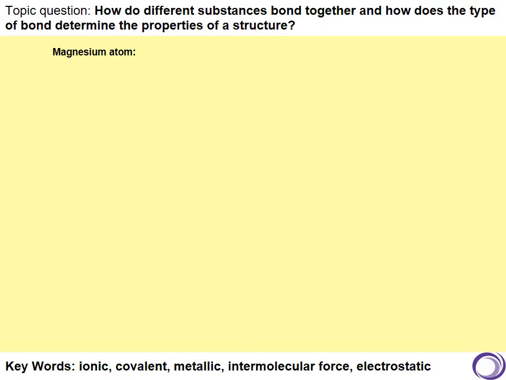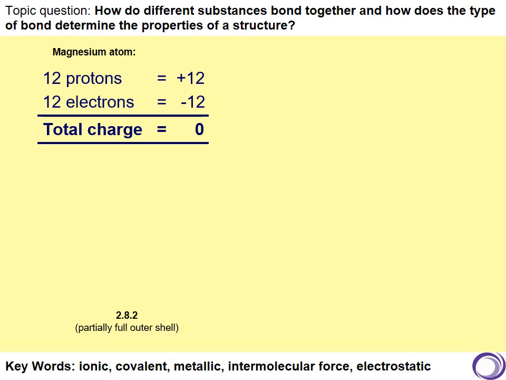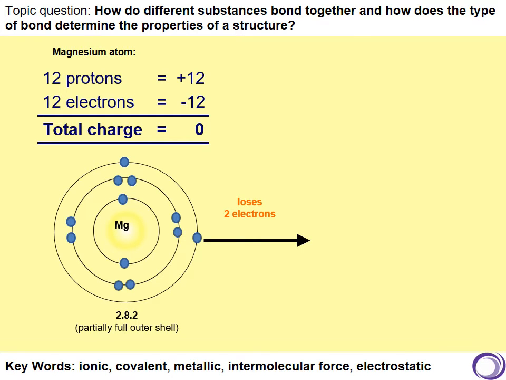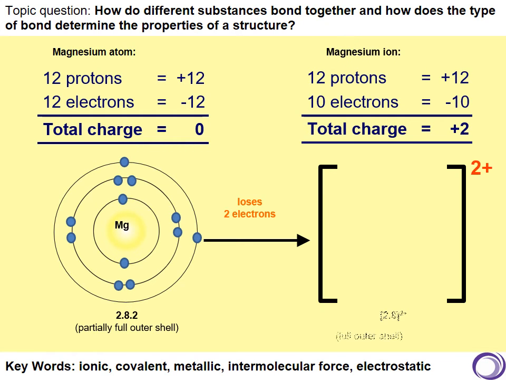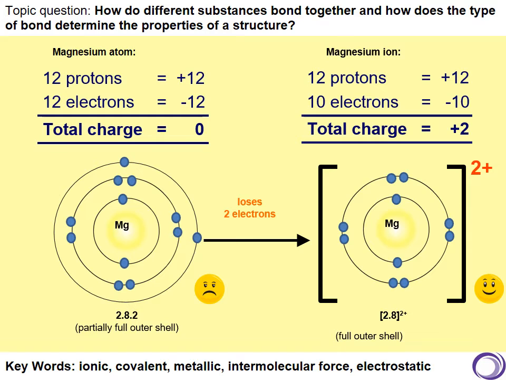Let's then have a look at a group 2 element. Let's look at magnesium. So magnesium has 12 protons and 12 electrons. If we add up the charges of both of those, a magnesium atom has 0 charge, but it does have 2 electrons in its outer shell. So if it loses those 2 electrons to gain a full outer shell, it now has 12 protons but only 10 electrons. If we add up the charges for those then, a magnesium ion would have a charge of +2.